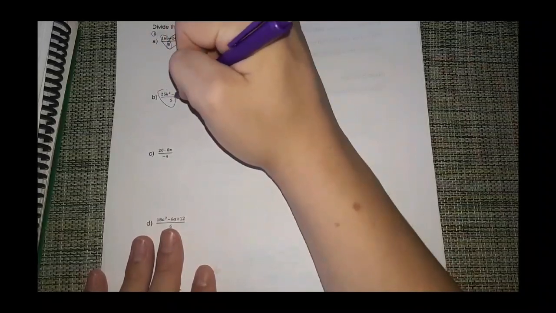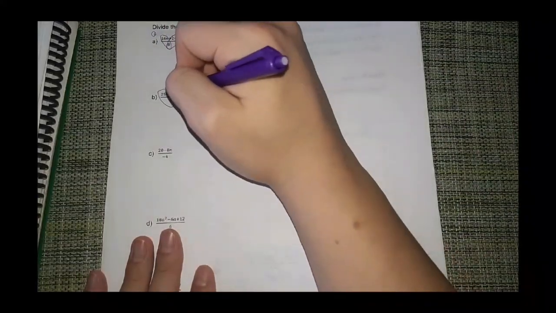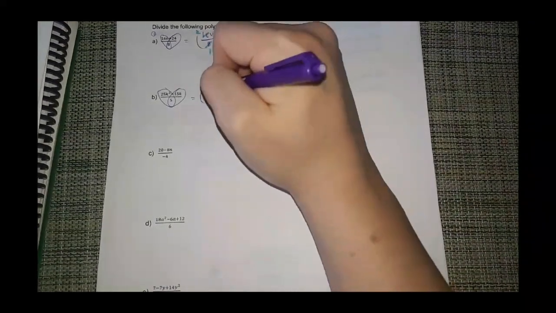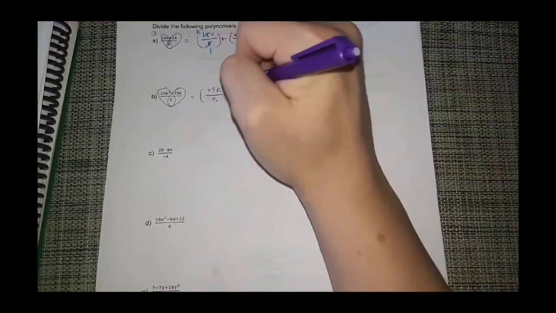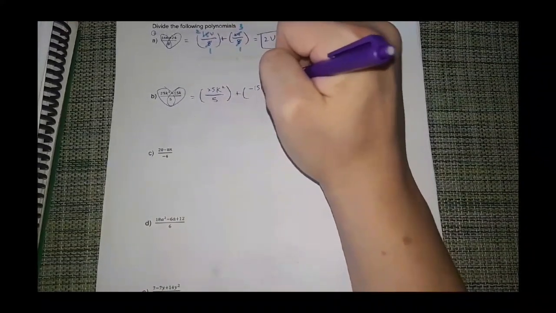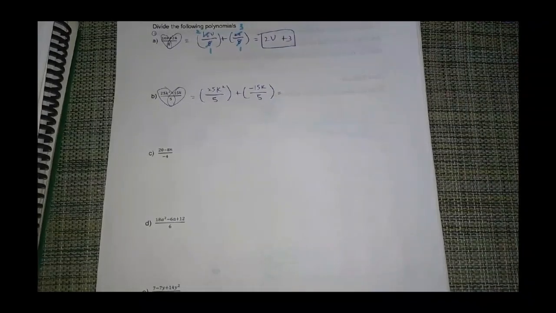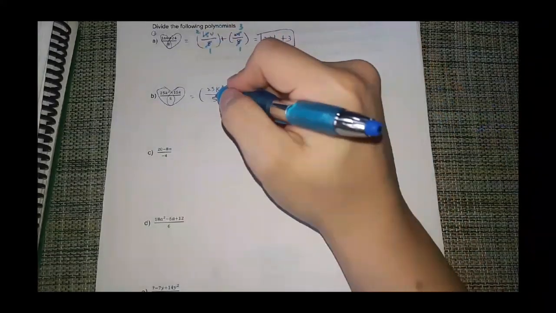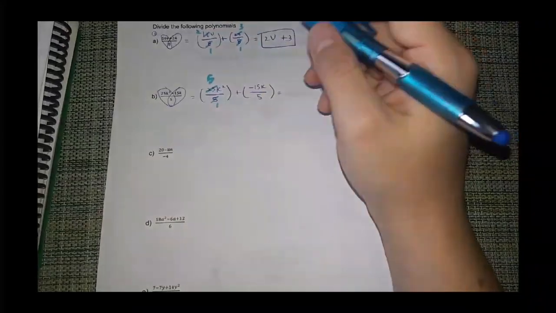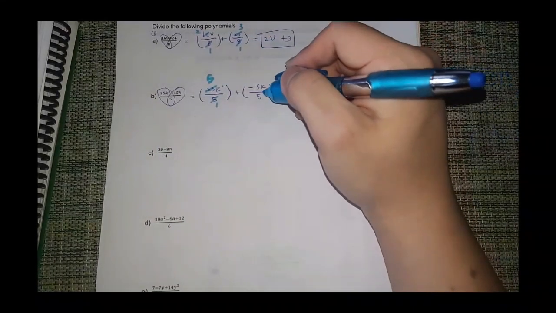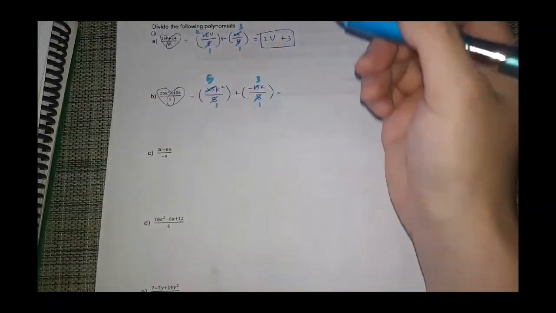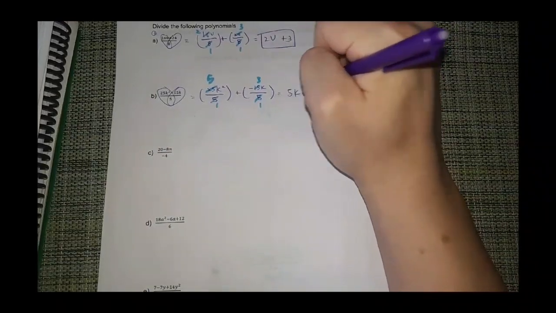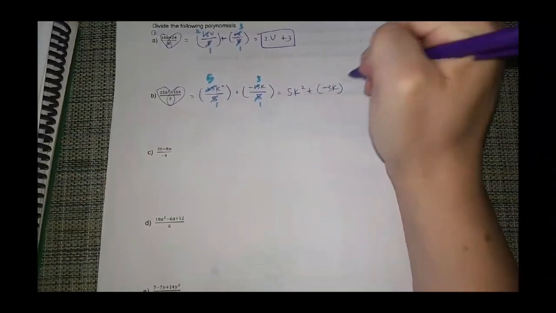25k squared minus 15k over 5. Got to deal with 25k squared with 5, negative 15k with 5 later. So bracket open, 25k squared divided by 5, adding with negative 15k over 5. And I can simplify by dividing by 5 for both top and bottom for the first term. Second term, do the same thing. Then you have 5k squared plus negative 3k.